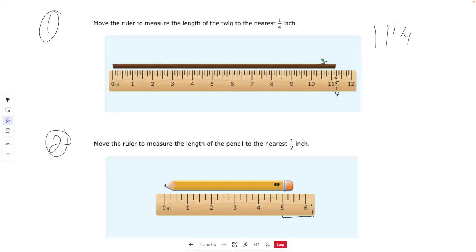For number 2, nearest half of an inch. We know it's between 5 and 6, so if it has to be a half inch, that would have to be 5.5. This is 2/4, so definitely 5.5. Another way to look at those half inches is right halfway between 4 and 5, or 3 and 4. Those are the halfway marks. Same thing with the quarters, where you can split it into 4 equal regions.